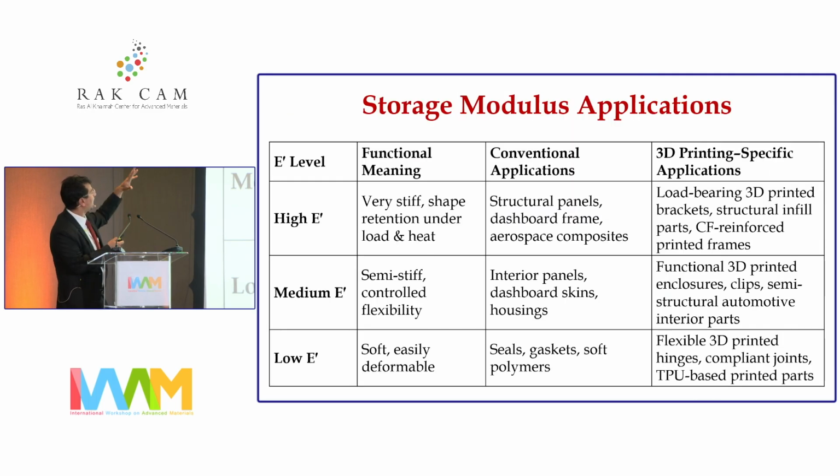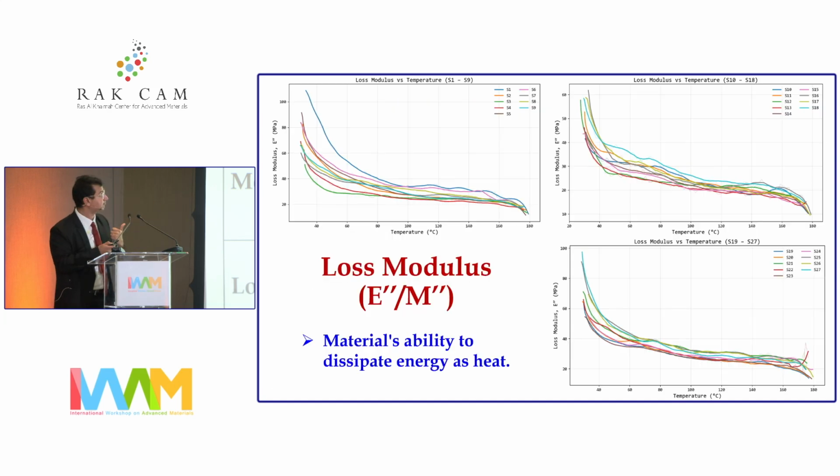High modulus values have different applications. High E dash means a very stiff material, medium E dash is semi-stiff, and low E dash is a very soft material. Conventional applications are like in the car, where you have seen the internal dashboard frames, interior panels, seals, gaskets, and soft polymers. I have my own 3D printing applications for this work as well, like load-bearing 3D printed brackets, functional 3D printed enclosures, and flexible 3D printed hinges.